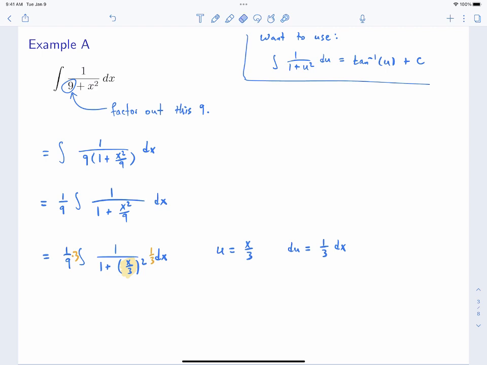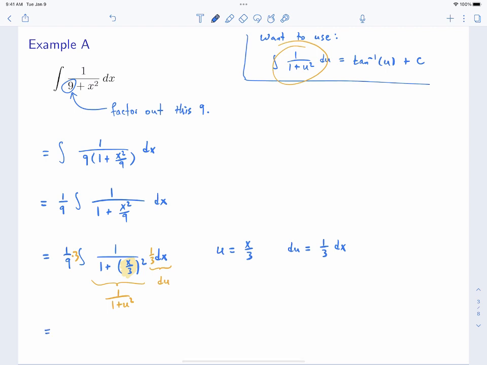Okay, well, if we do all of this, what's the point? Well, this 1/3 dx becomes our du, and this integrand right here, 1 over 1 plus the quantity x over 3, that quantity squared, becomes 1 over 1 plus u squared. And now we have exactly the form that we're looking for. So let's change back to blue.